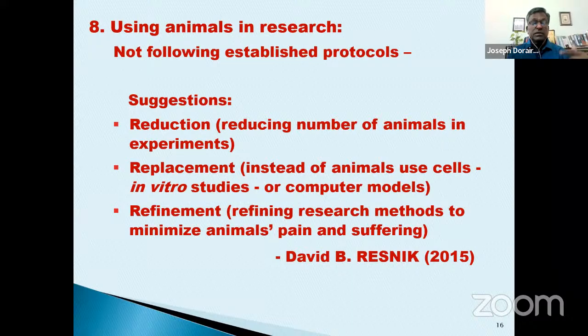Instead of doing research on live animals, they say you resort to in vitro studies or computer models. So reduction is number 1, replacement is number 2, and refinement.